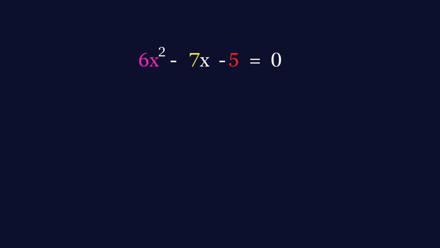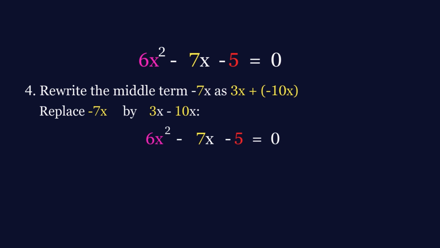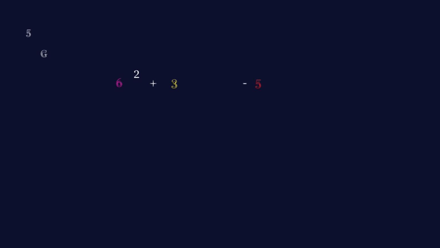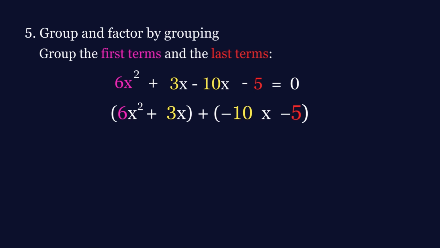Now we need to rewrite our middle term, which is negative 7x, as 3x plus negative 10x, meaning I need to replace negative 7x with those two unknown numbers, and it would look something like this: 6x squared plus 3x minus 10x minus 5 equal to 0. Now we can factor our equation by grouping the first two terms and the last two terms. So it would look something like this: 6x squared plus 3x, plus negative 10x minus 5.